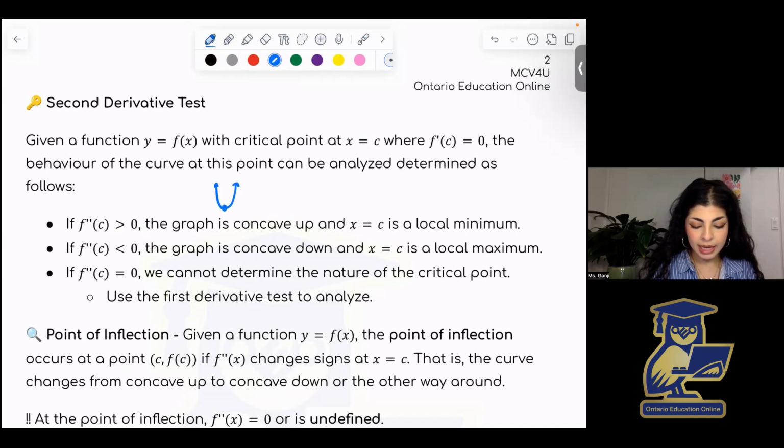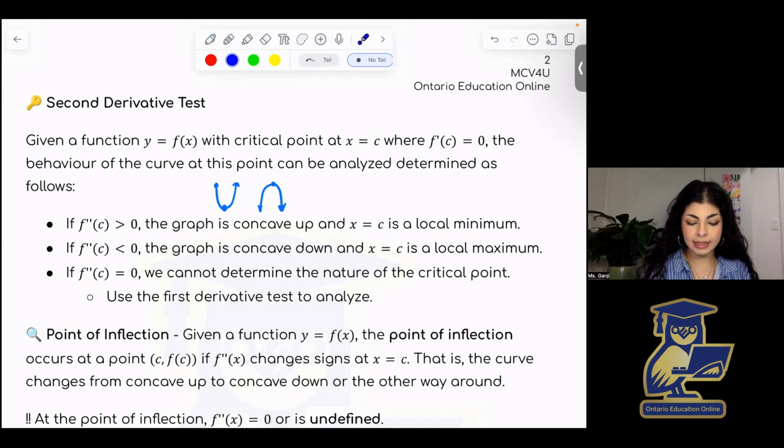And for the second part, same thing. If it's concave down and f double prime of c is less than 0, then we say that this is a local maximum. Now, if the second derivative at x is c is equal to 0, we cannot determine the nature of the critical point. So then we actually have to go back to the first derivative test and analyze it a little bit more.